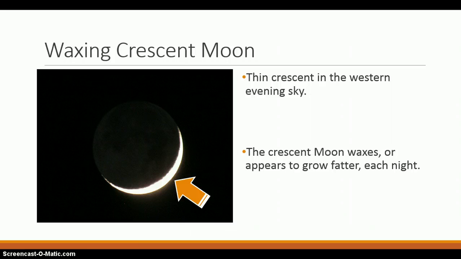A few days after new moon, we see a thin crescent in the western evening sky. The crescent moon waxes, or appears to grow fatter, each night. When you see the moon as a slim crescent, it's the waxing moon. Is that Earth's shadow on the moon? No, it's the moon's own shadow.